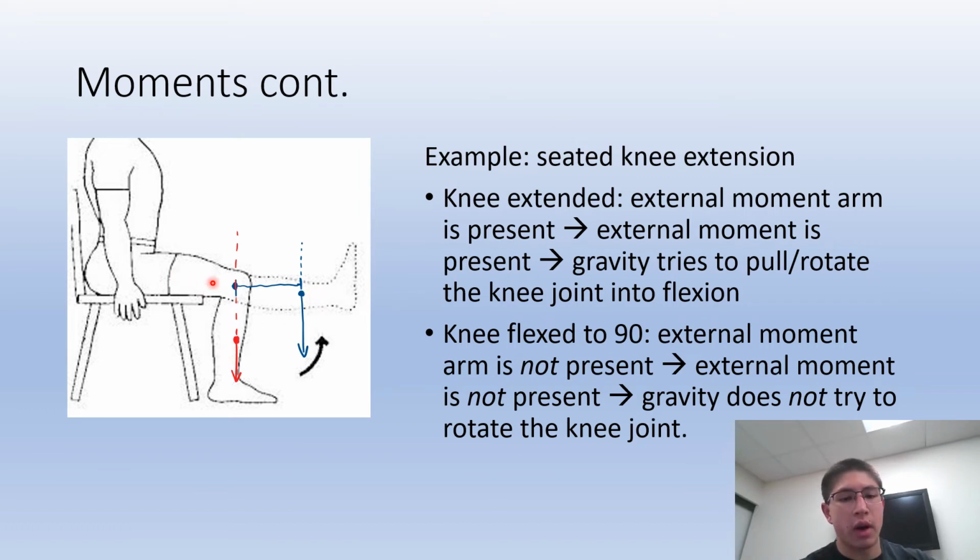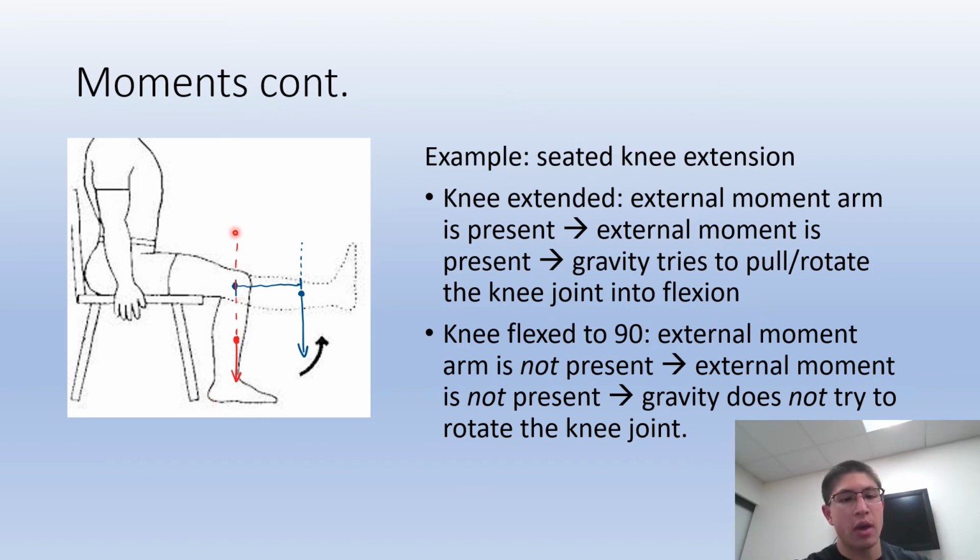On the other hand, when the knee is already in 90 degrees of flexion, as shown here, gravity is still pulling down on the leg, right? And that's shown by this red arrow right here. But if we look at the line of force, the line of force passes directly through the knee joint. So in this case, there's no moment arm, because there's no distance between the line of force and the axis of rotation, because the line of force goes through the axis of rotation.